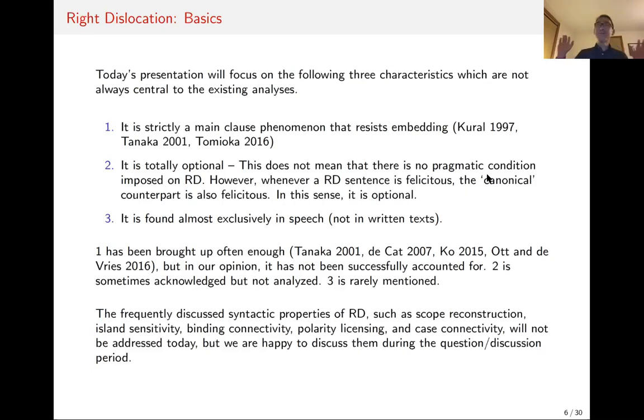Not that we haven't thought about those. I think Dursun's paper actually has discussion on many of those issues. It's just that we'd like to focus on the things that make our perspective a little bit different from other people's.